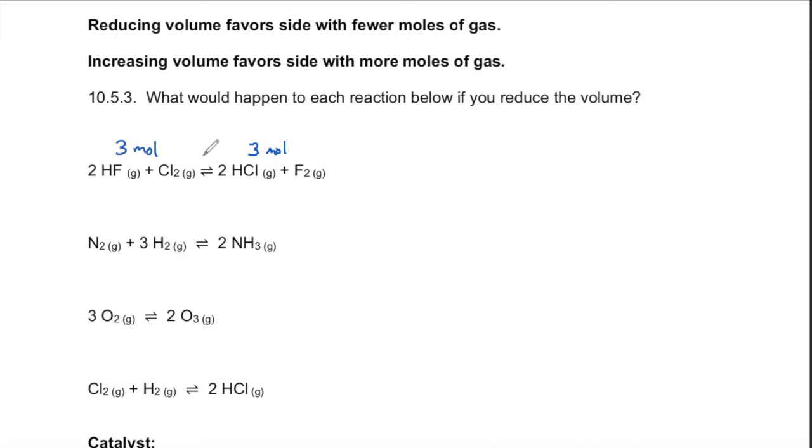So if you have the same amount of gas on each side, then changing the volume is not going to make any change. It's kind of like you're moving to a same size apartment. Then you don't get rid of your stuff and you don't buy more stuff. So there's no shift here.